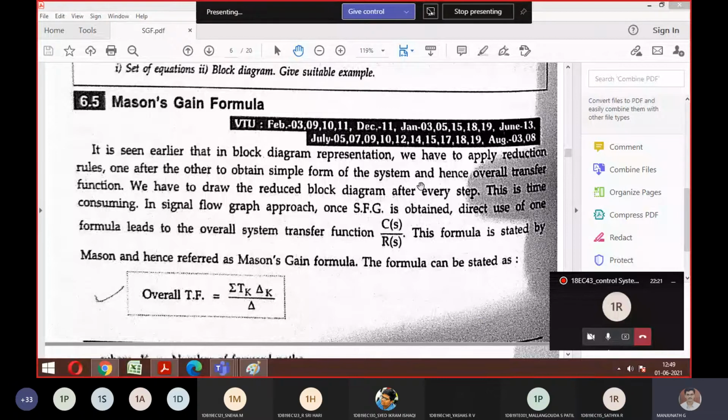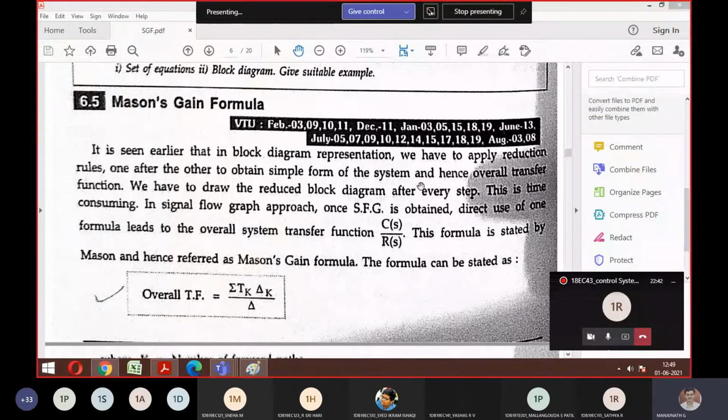Okay. So yesterday's class we went through the Mason's gain formula. I hope everyone got the logic of how to solve the Mason's gain problem. So we'll continue with the next type of problem. Before that, if anybody has a doubt, you can ask, guys. So Mason's gain formula. So the person who developed this signal flow graph concept.